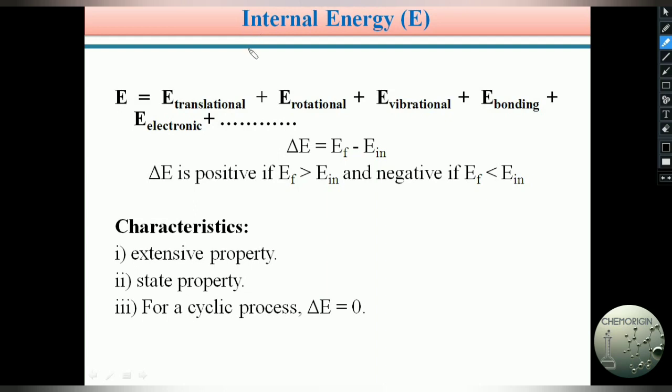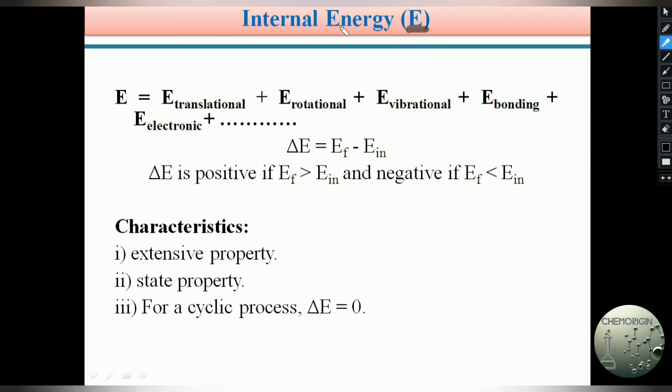Dear students, this is very, very important. This concept is very important. Please concentrate on this. Internal energy. Internal energy is always denoted with a capital E. In thermodynamics, generally we denote internal energy with the symbol capital E. Capital E represents the internal energy in thermodynamics.